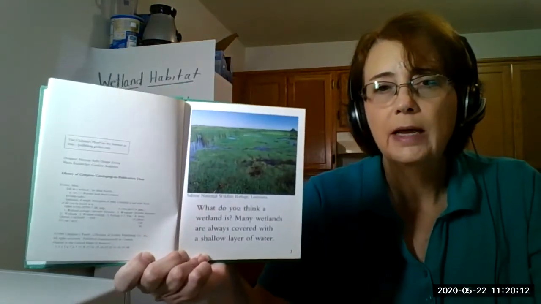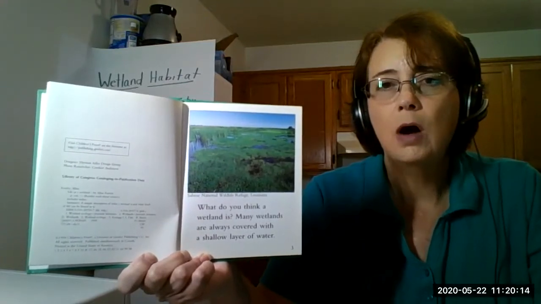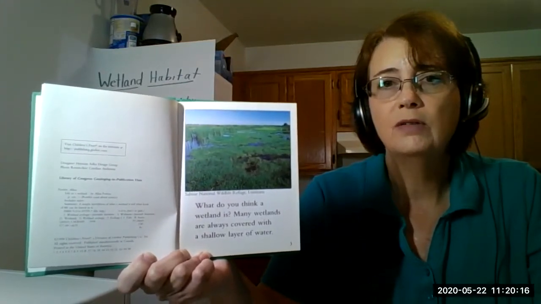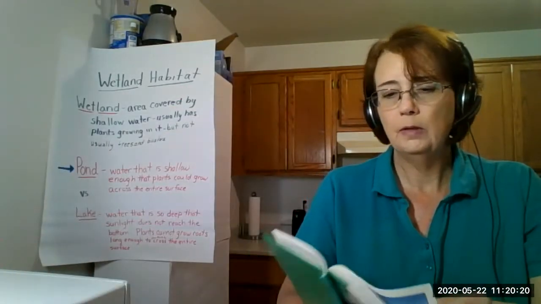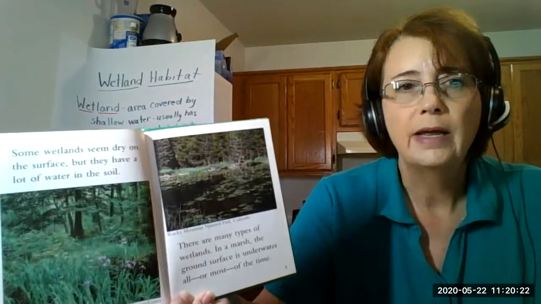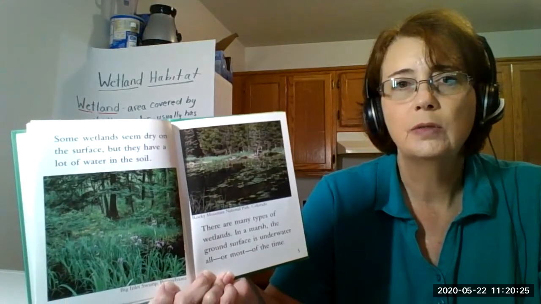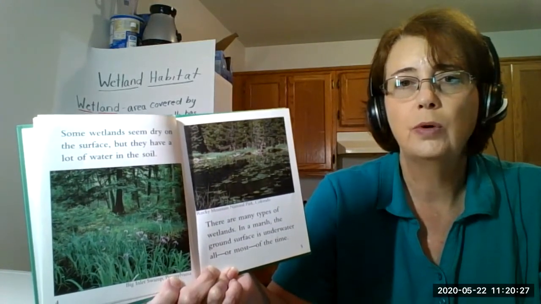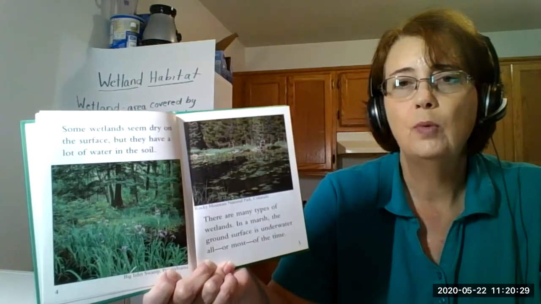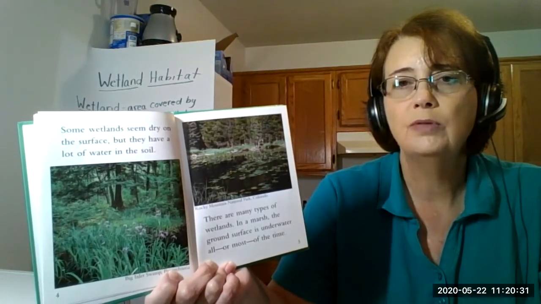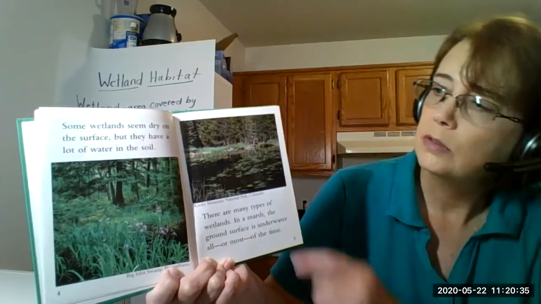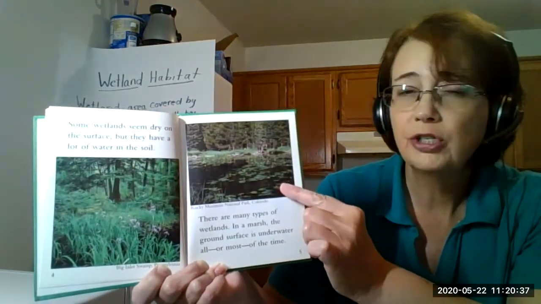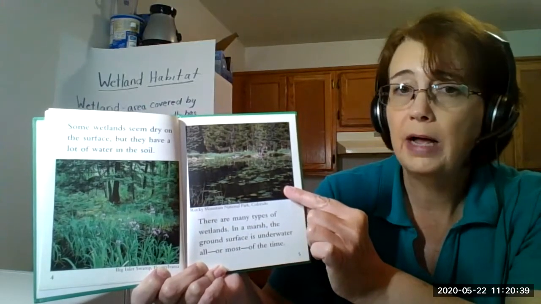What do you think a wetland is? Many wetlands are always covered with a shallow layer of water. Some wetlands even seem dry on the surface, but they have a lot of water in the soil. There are many types of wetlands. In a marsh, the ground surface is underwater all or most of the time. So this is a picture of a marsh. A marsh does look similar to our pond.